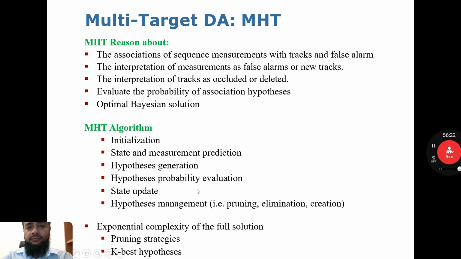But for your simplicity, we will not discuss the equations. We just talk about it in theoretical and figure form, and the exponential complexity of the full solution. So to decrease the complexity of the solution, we apply pruning and k-best hypothesis. Both strategies delete hypotheses so that we can reduce the complexity.